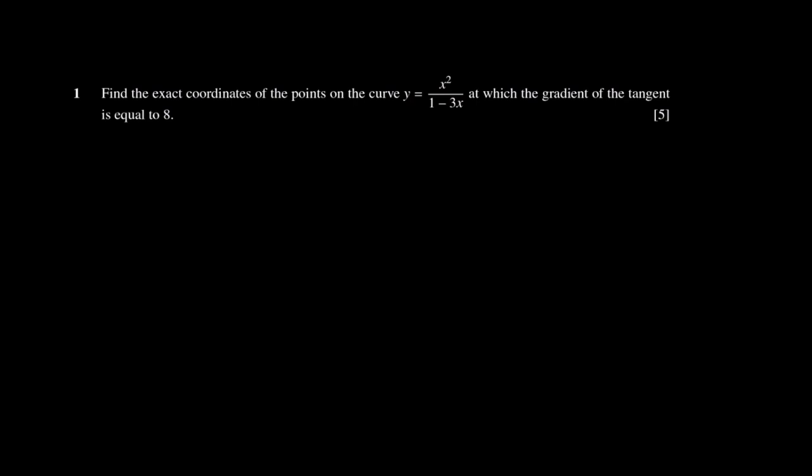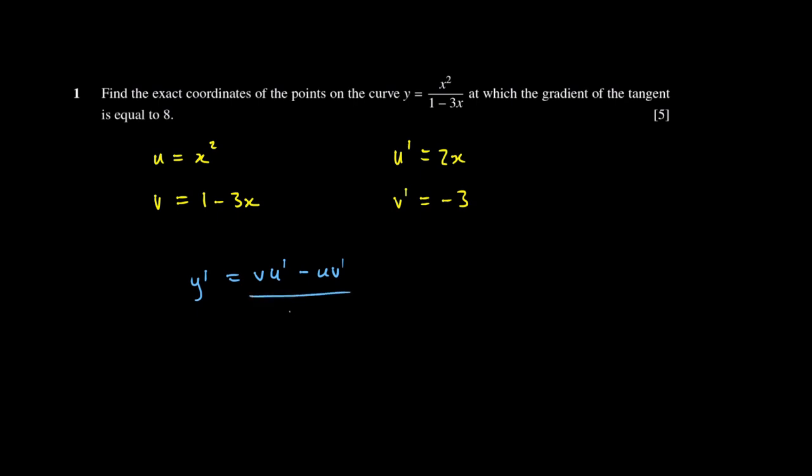So I'm going to call the function on the top u. So u is equal to x squared. The function on the bottom is v, so that's 1 minus 3x. And if I differentiate both of those, I differentiate u, I get 2x. And if I differentiate v, I'm going to get negative 3. Then I need to put this into the quotient rule. And what is the quotient rule? It is v du minus u dv, or vu prime minus uv prime, all over v squared.